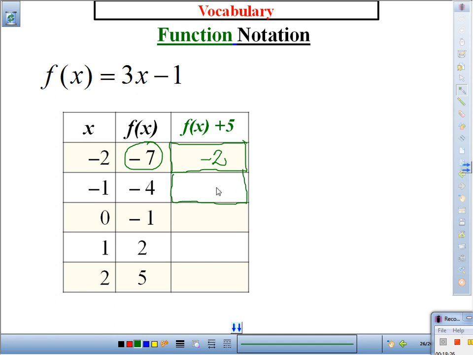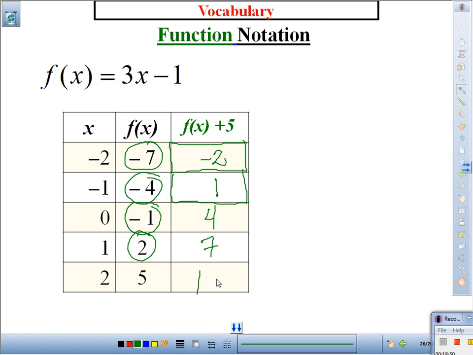Everyone. 1, that is correct, because f of x is what? -4 plus 5 is 1. Next one. What is f of x? -1. So what goes here, everyone? That is correct. Next one, f of x is 2. What goes here? And the last one, 10.